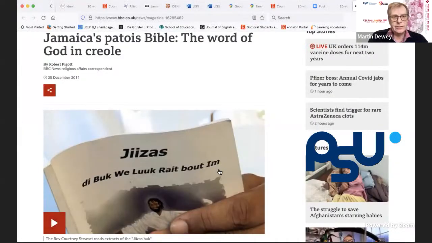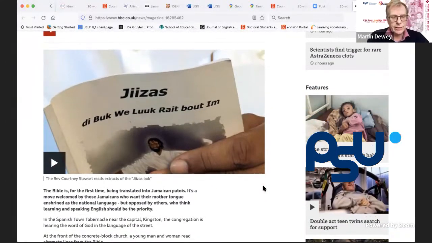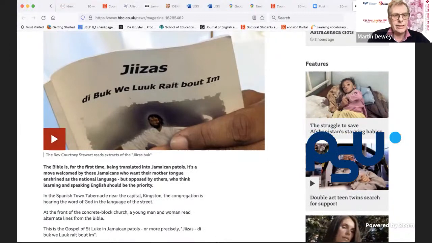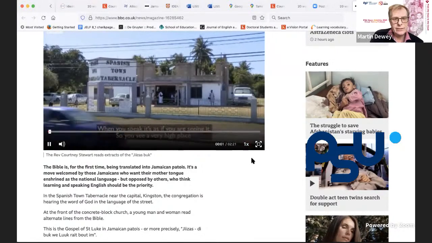Right, so you can see this, Jamaica's Patois Bible. Here you have a pastor in the Jamaican church talking about the Bible being translated from English into Jamaican Creole. All right, so you can see here. Right, good. So I'm going to play this. Hopefully you'll be able to see it and hear it.